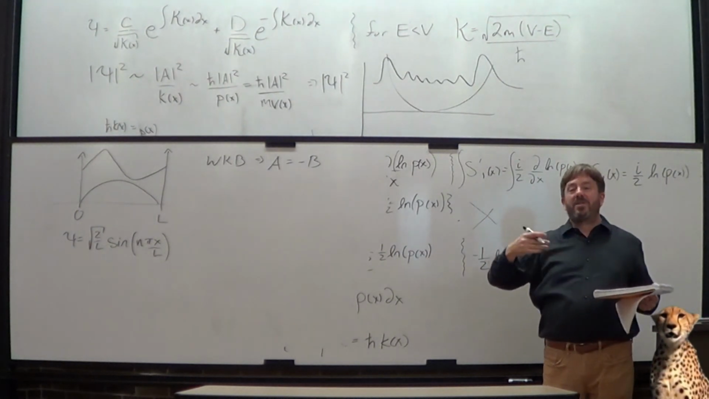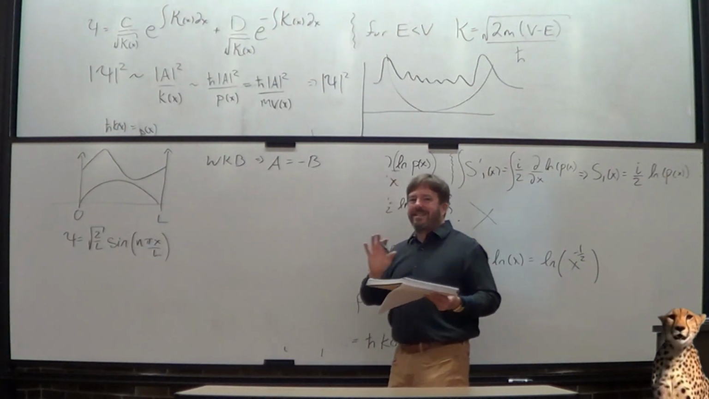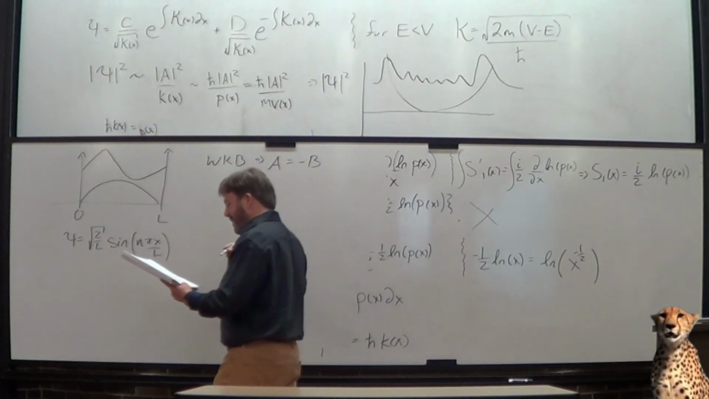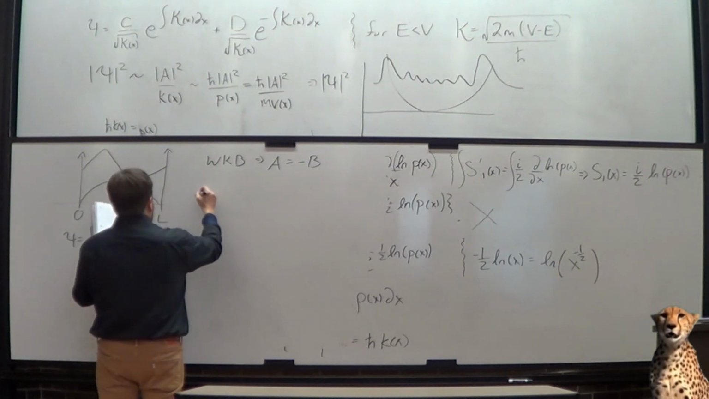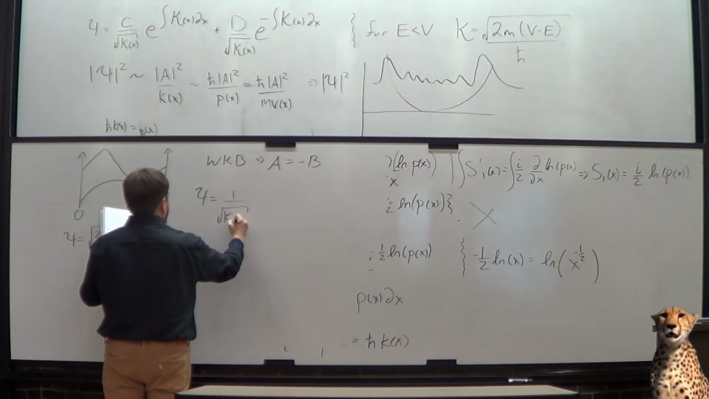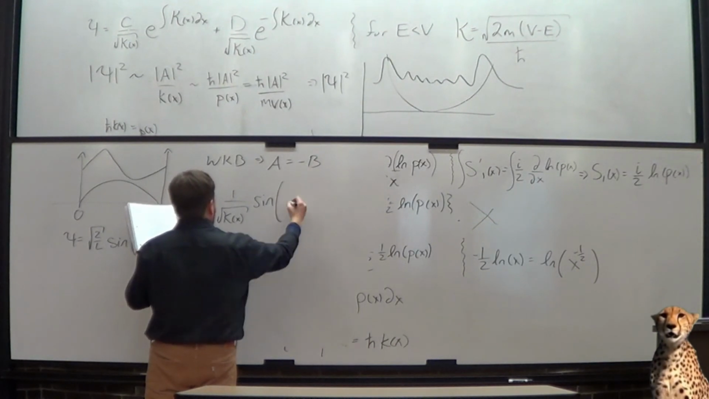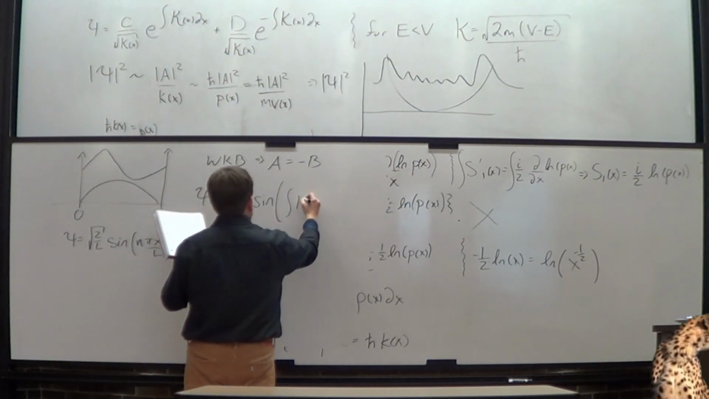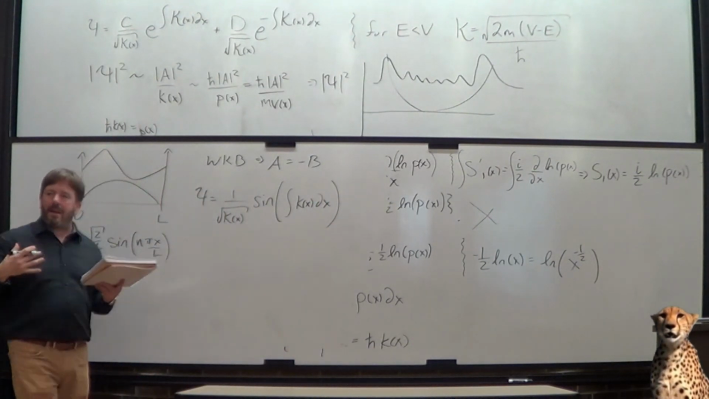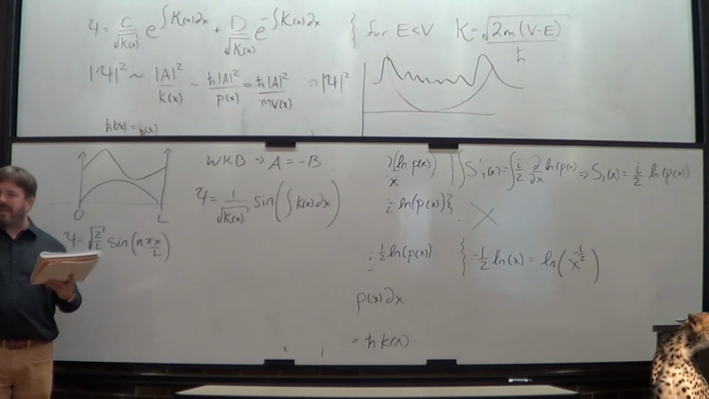I was kind of torn whether I should do it this way, or centered on minus A to A. It actually is slightly harder to do it the minus A to A way. It's a little bit easier to do it this way, but I wanted to push you a little bit. Okay, so if the wave function is 1 over the square root of the momentum, sine of the integral of the momentum vector. So I've just taken e to the integral plus e to the minus integral, minus e to the minus integral, and I said that's a sine function.